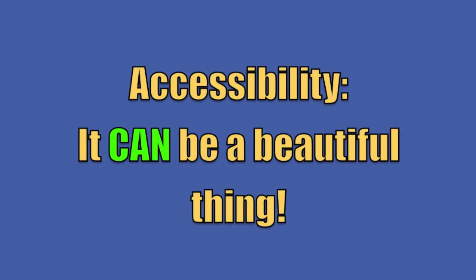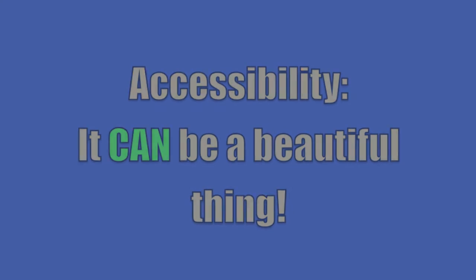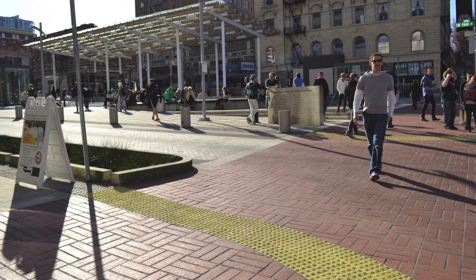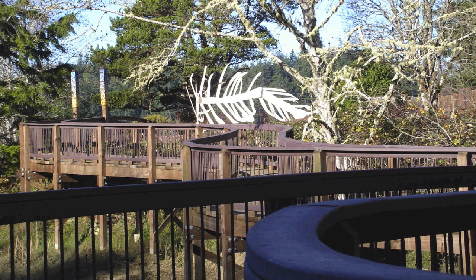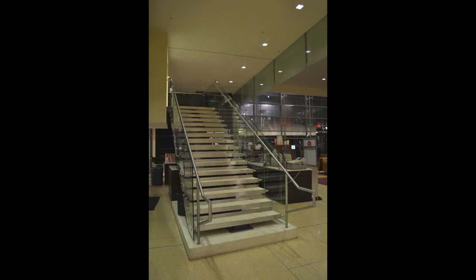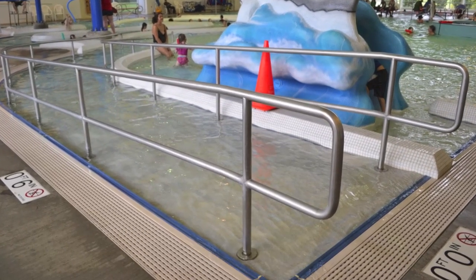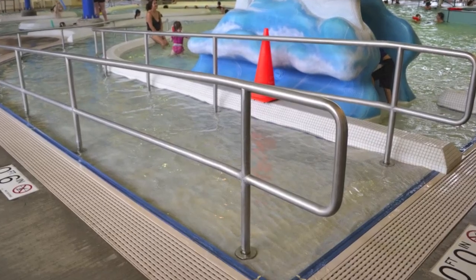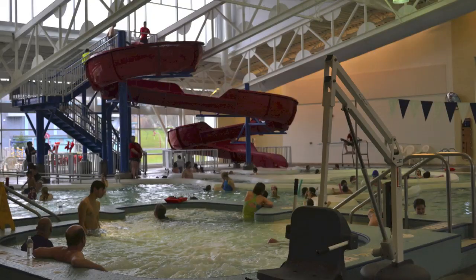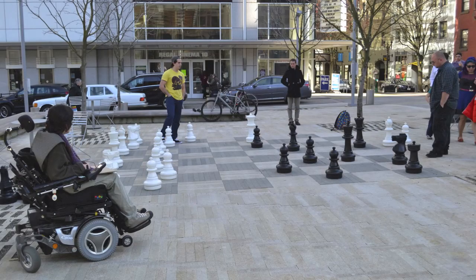Accessibility. It can be a beautiful thing. The design of facilities can be accessible and beautiful. Here's an example of a beautiful handrail at a Washington State park, a stairway with plexiglass sides, and a beautiful wraparound bench seat with the planter being the focal point. The only thing holding us back from universal access are the creative ideas and the designs to make it happen.